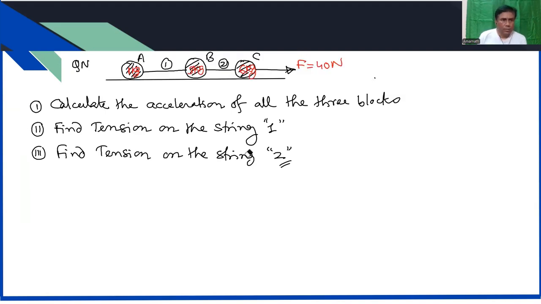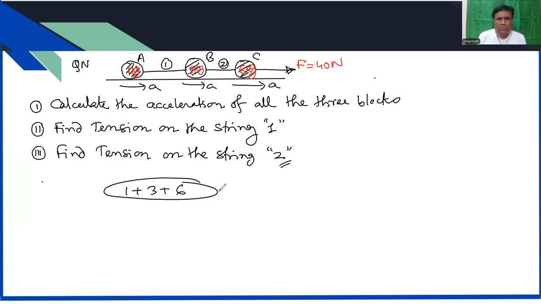Calculate the acceleration of all the three blocks and find the tension on string 1 and the tension on string 2. Mass is 1 kg, 3 kg, and 6 kg. So the constraint relation is that all must have the same acceleration. As they have the same acceleration, we can take them as a combined object, 1 plus 3 plus 6. Rightward, the only external force is 40 Newton. There is no force from the back side.